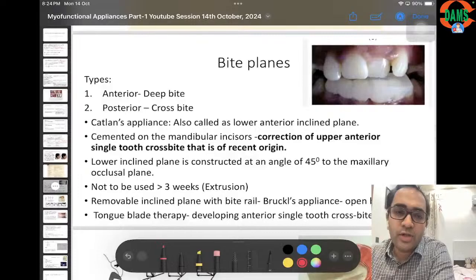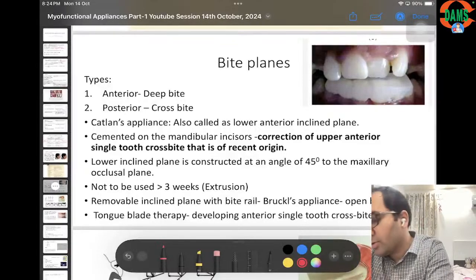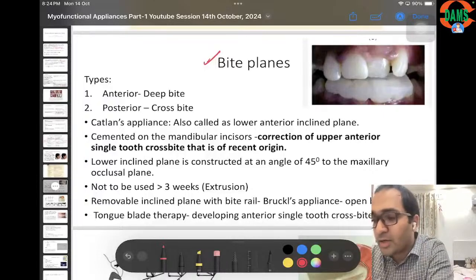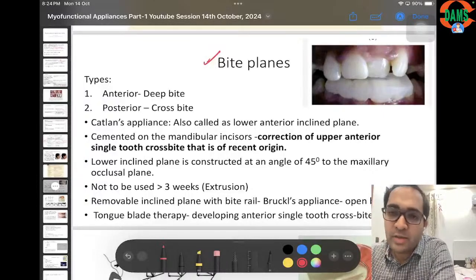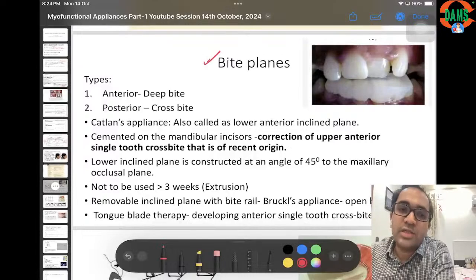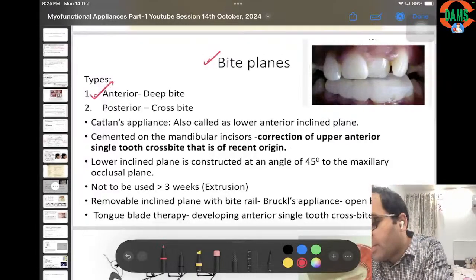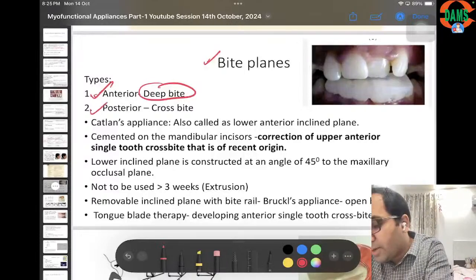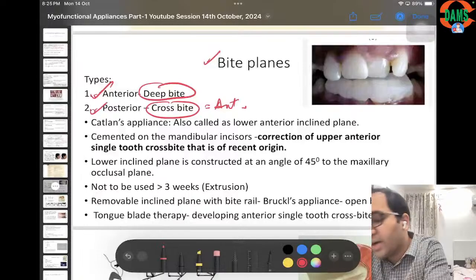ओके, सो व्हाट इज बाइट प्लेन? बाइट प्लेन आर ऑफ टू टाइप्स, दैट इज एंटीरियर या पोस्टीरियर. या तो हम एंटीरियर में दे सकते हैं या पोस्टीरियर में, जहाँ देंगे उसका यूज बदल जाएगा. So anterior bite plane is used for the correction of deep bite, and posterior bite plane is used for the correction of anterior cross bite.